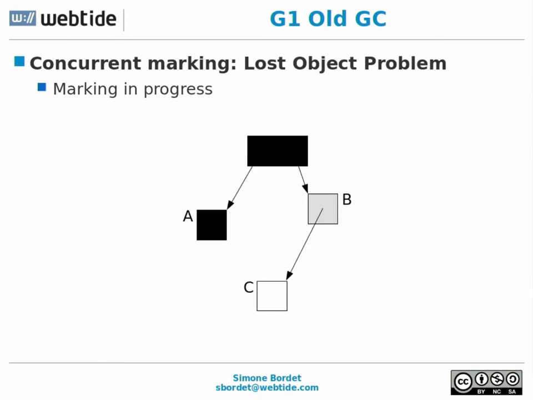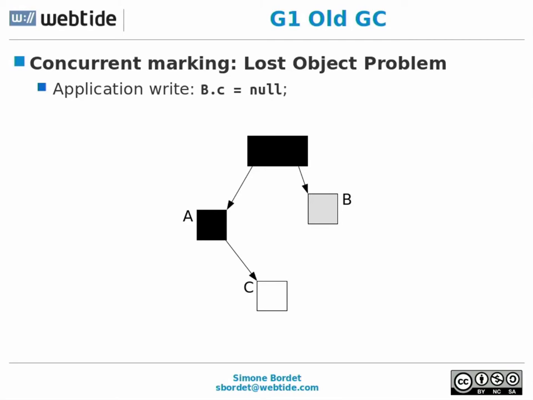Remember that I told you that this happens concurrently with the application? So the application also is allowed to modify pointers. Let's take this particular example. It's called the lost object problem. So I'm scanning these objects. I'm about to scan object B. But before I get the chance to scan object B, the application does this. Tuck. It switches the pointers.